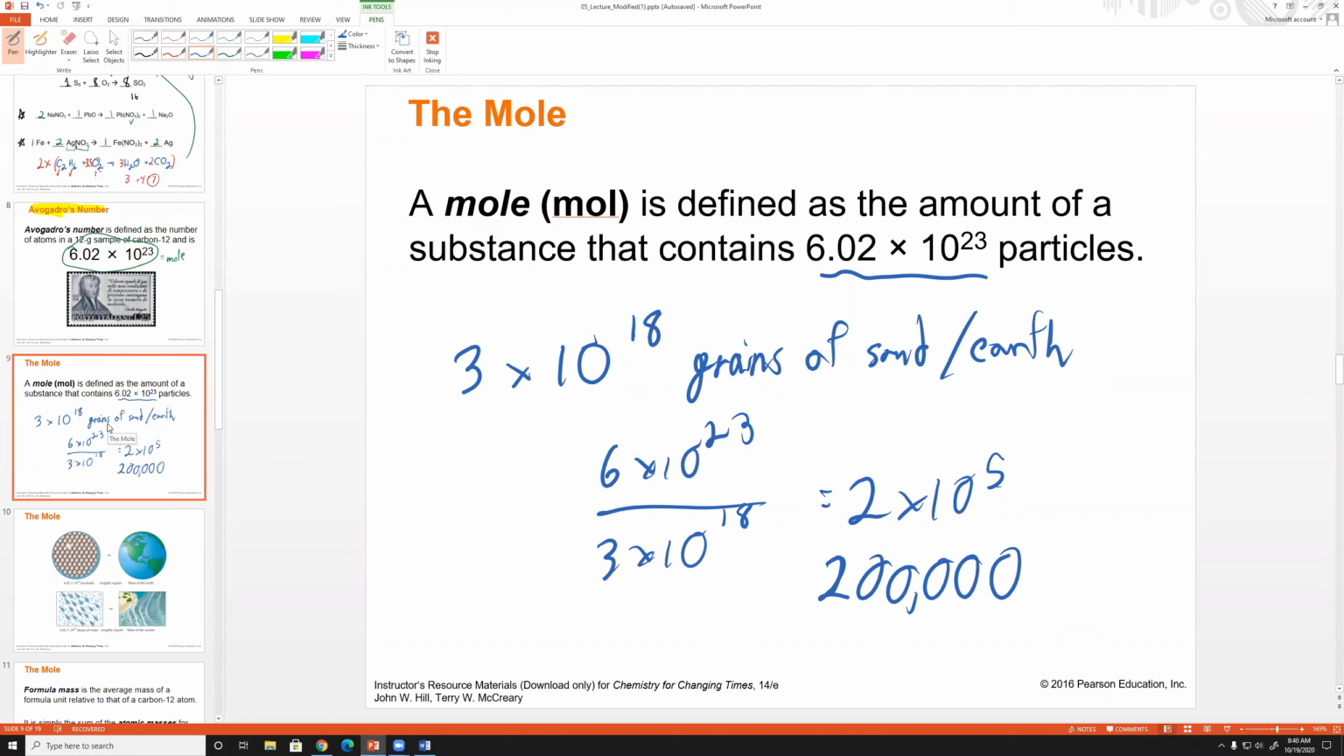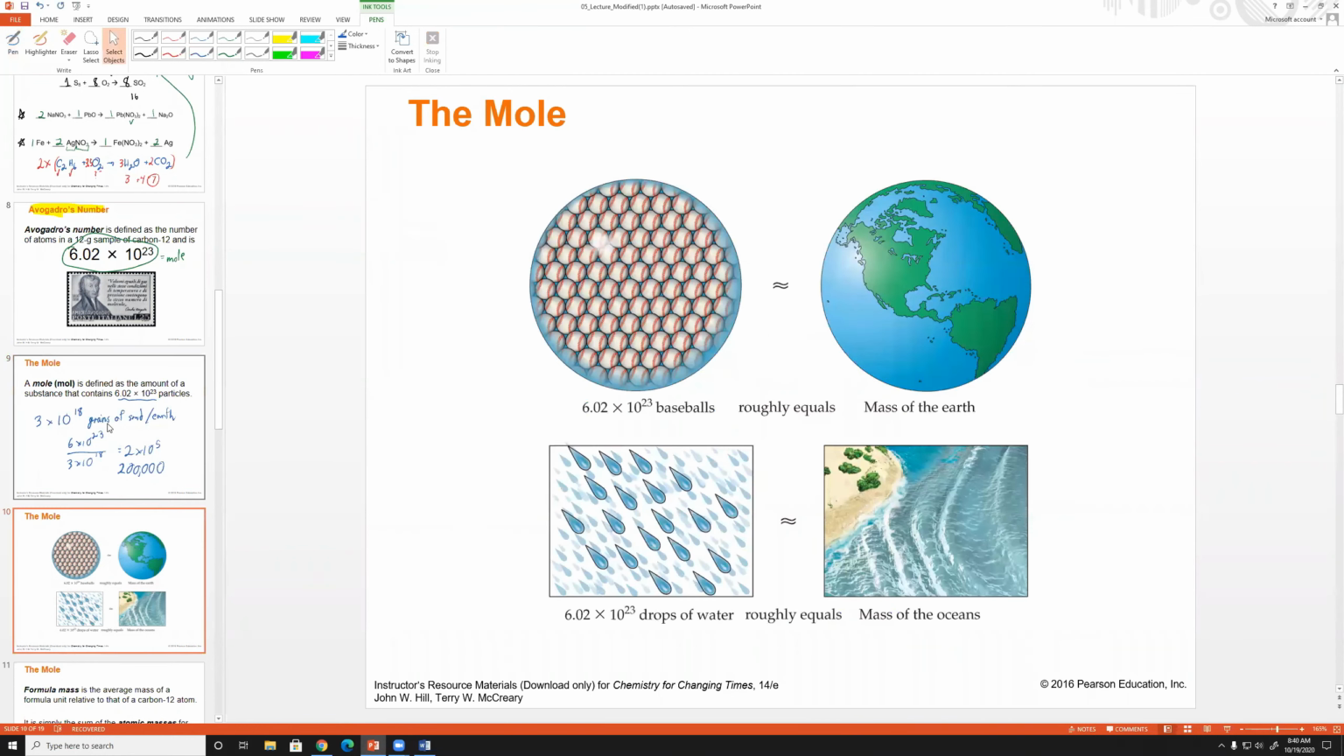Okay, so the mole, we talked about that. The first one I don't think is true. A mole of baseballs is not the mass of the earth. I don't think that's true, because a mole of grains of sand is more than the mass of the earth. So a mole of baseballs would be insane.